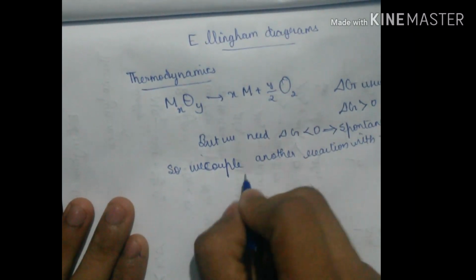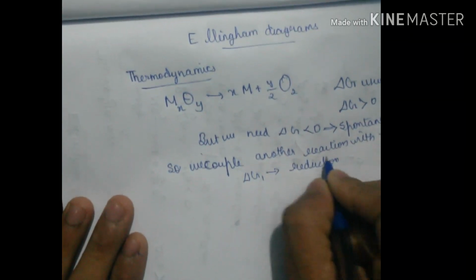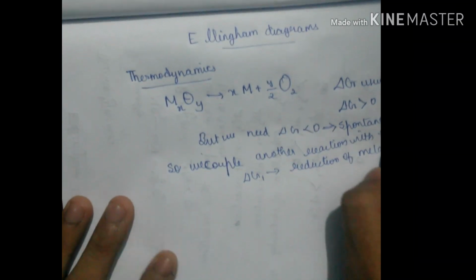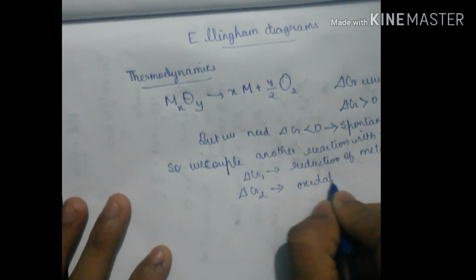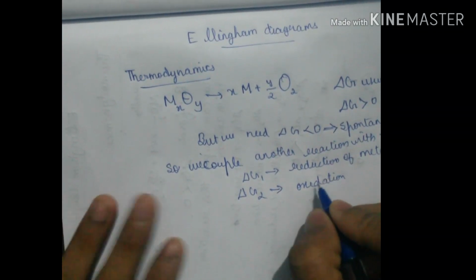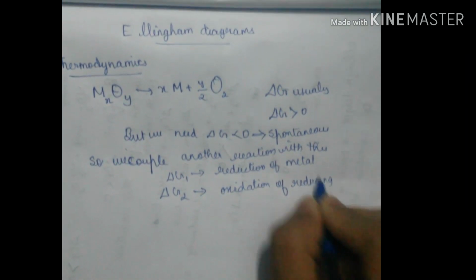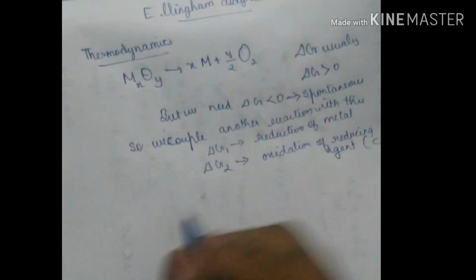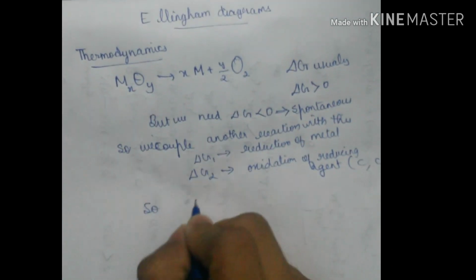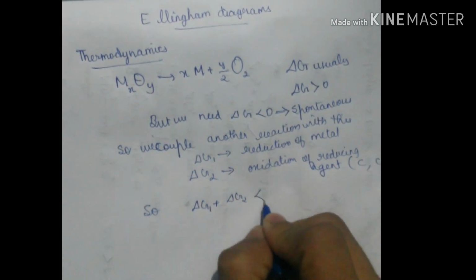So we couple another reaction with this reaction, that is, we couple the first reaction and the second reaction, where delta G1 is the reduction of the metal and delta G2 is the oxidation of the reducing agent. Here by reducing agent we particularly mean coke or carbon and carbon monoxide. As you all know, it can reduce most of the metal oxides like iron oxide, hematite, magnetite, etc.